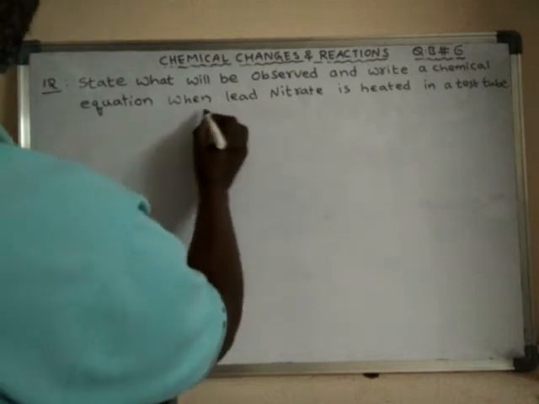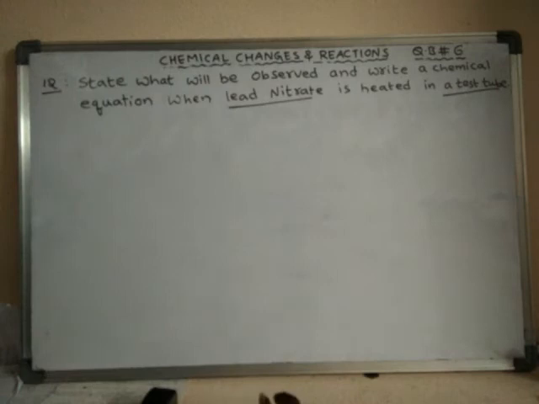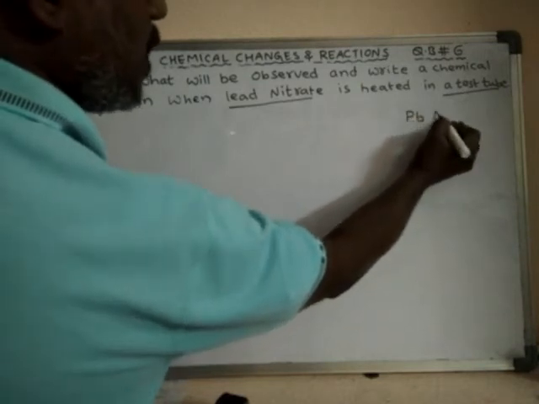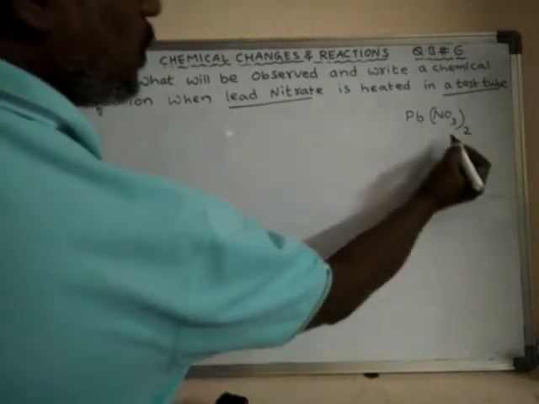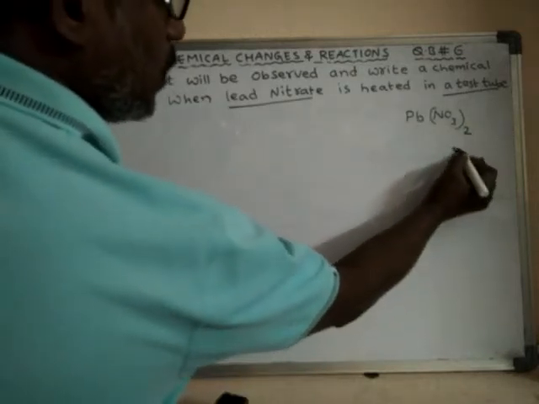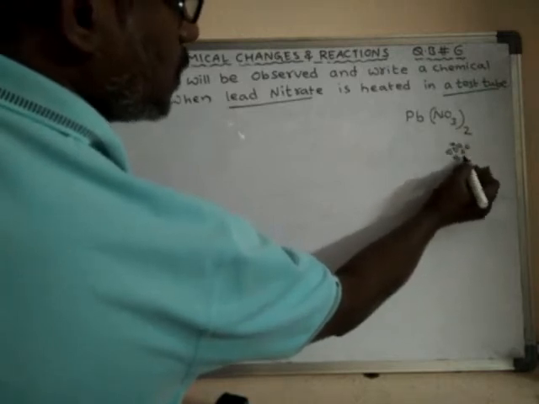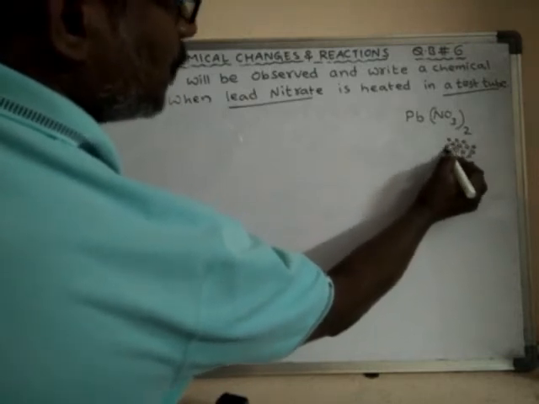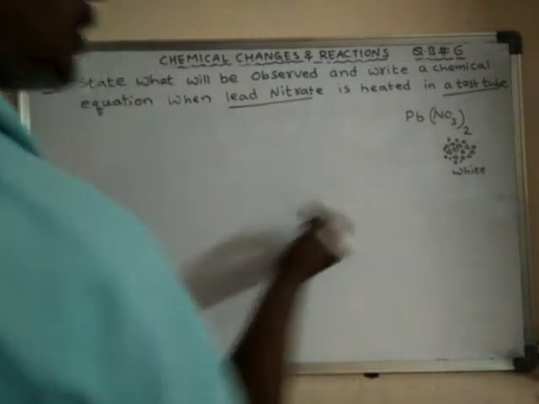That means here we have to heat lead nitrate in a test tube and say what you have observed. First of all, what is the formula of lead nitrate? Pb(NO3)2. It is a solid substance, in crystal form. It is a white colored crystalline substance. So these are the crystals of lead nitrate.